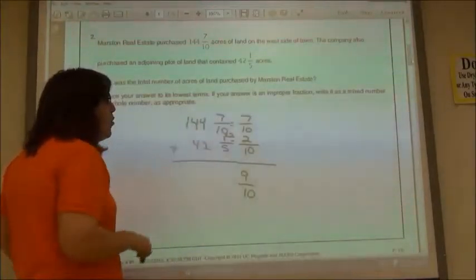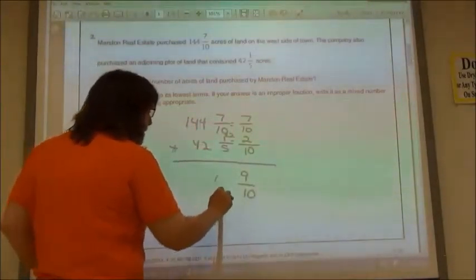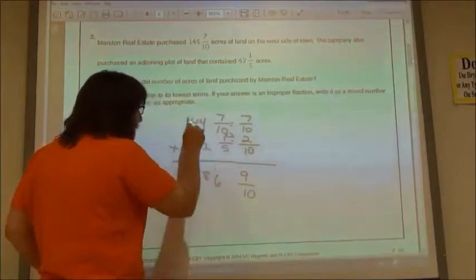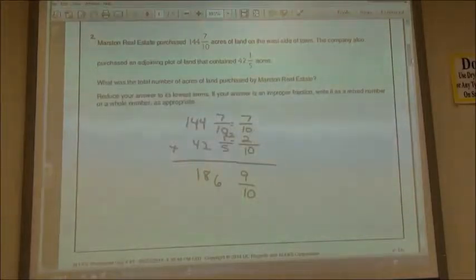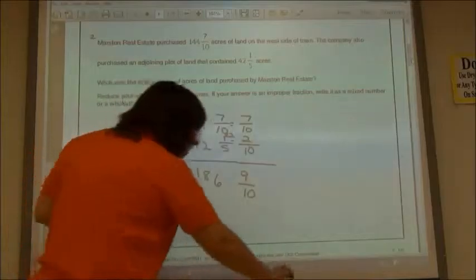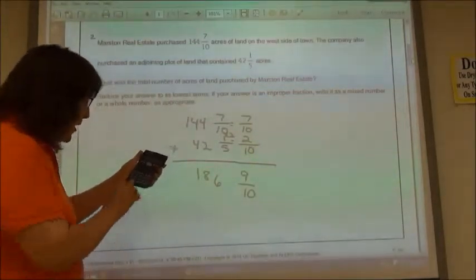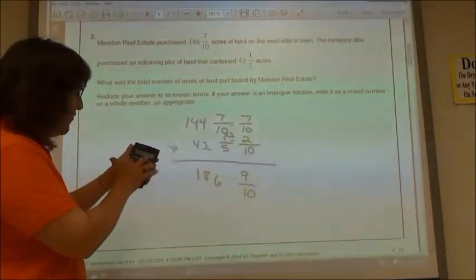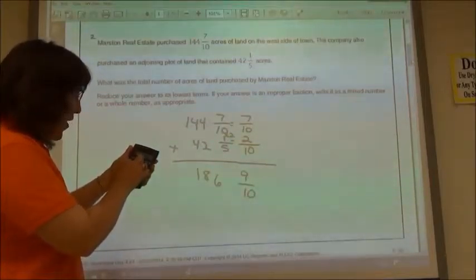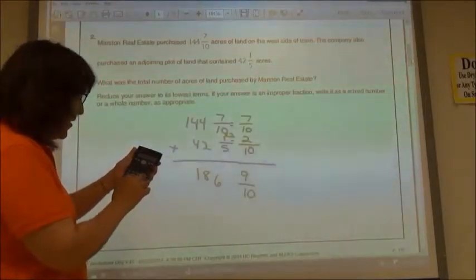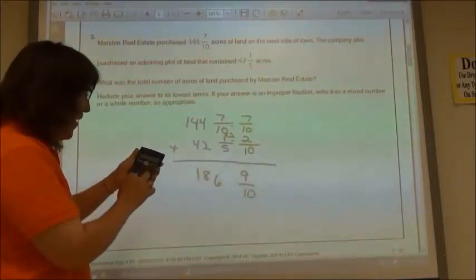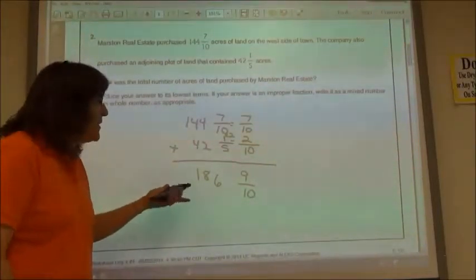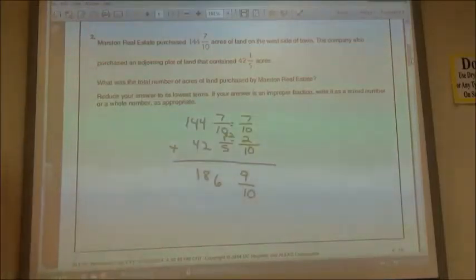So now I'm going to add the whole number parts. 4 plus 2 is 6. 4 plus 4 is 8. And so I get 186 9/10 for my answer. So on these ones, when you're entering them in your calculator, if you want to check it, you do the 144, hit the fraction button, 7 fraction tenths, plus 42, hit the fraction button, 1 fraction 5. And we get 186 9/10, which is what we got anyway.